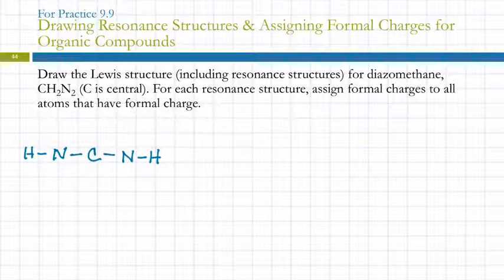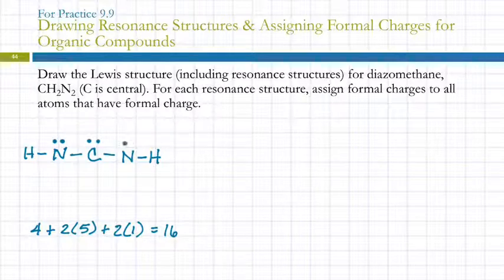We need to know how many valence electrons. Carbon has 4. 2 nitrogens, each have 5. 2 hydrogens, each have 1. That's what, 16? So just from bonds, I've got 2, 4, 6, 8, 10, 12, 14, 16. Oop, ran out.